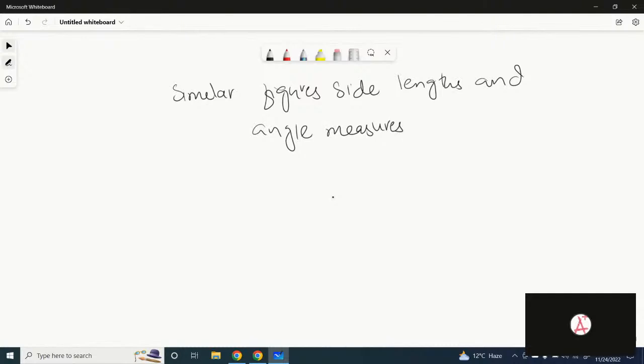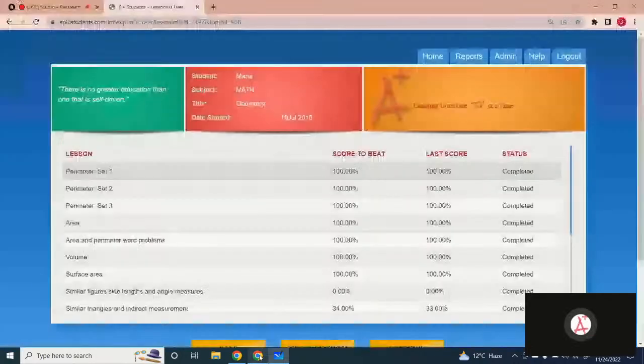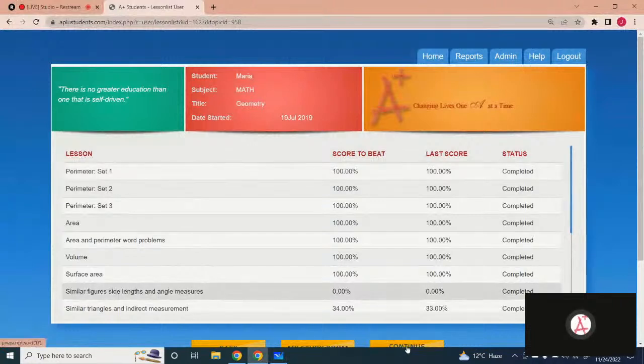Okay, let's start with the next topic. Here it is.